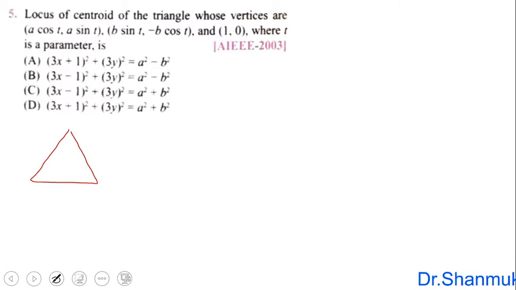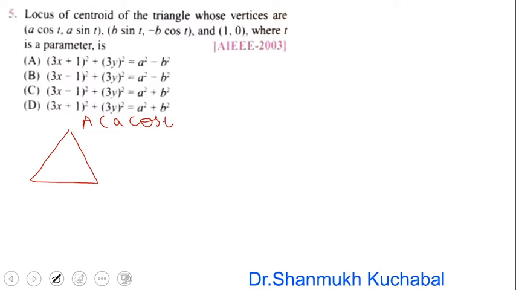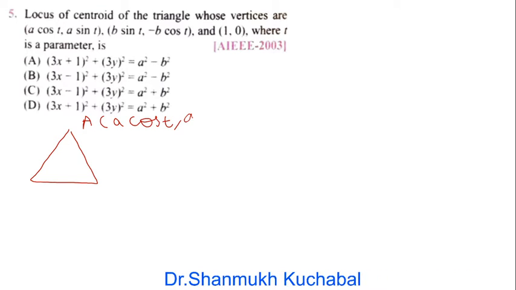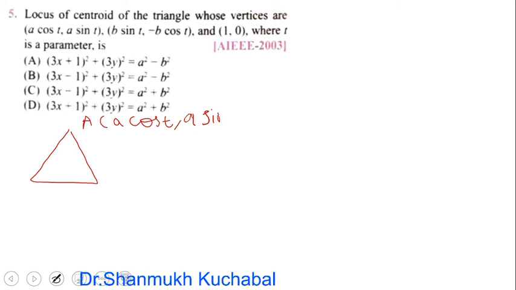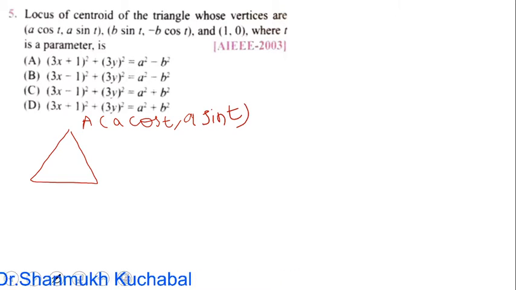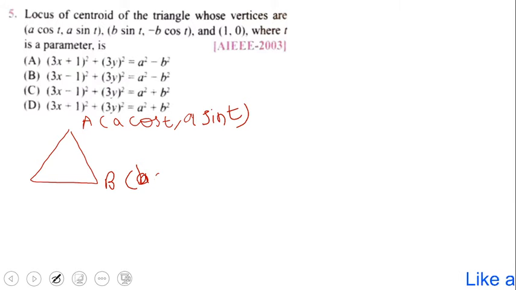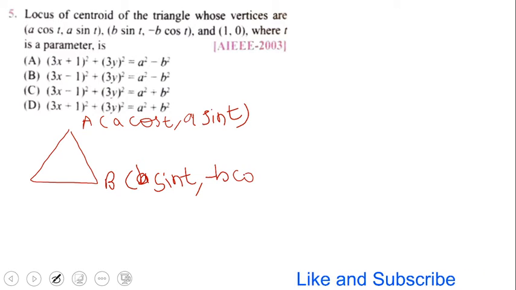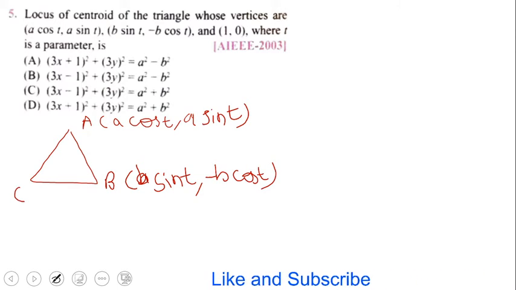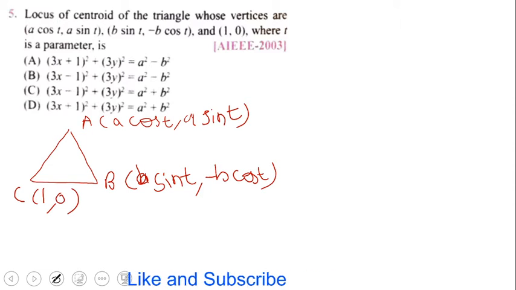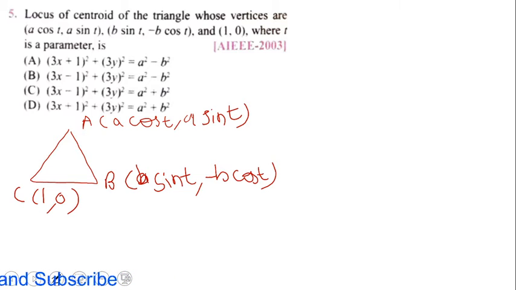So the triangle has vertices a cos t, a sin t. Then b, we will take this, it is b sin t comma minus b cos t. Then point C, we will take it as 1 comma 0. So these three vertices are given. So we have to find a centroid.